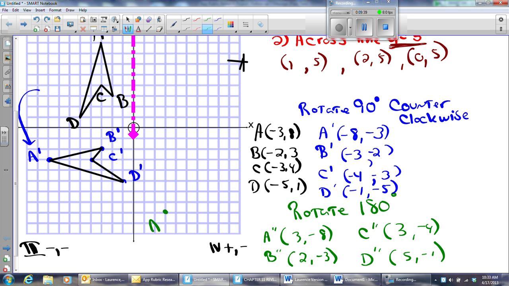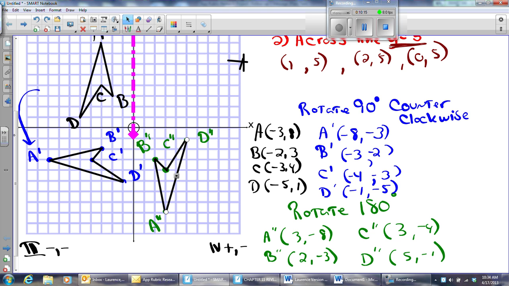So I'm going to go 1, 2, 3, 1, 2, 3, 4, 5, 6, 8. So there's A double prime. I'm doing the original shape 180 degrees. B is going to be at 2, 1, 2, 3. There's B double prime. C is going to be at 3, negative 4. There's C double prime. And then D is going to be at 1, 2, 3, 4, 5, 1 right there. D double prime. And again, I'll go A to B, B to C, C to D, and then back to A. And I get a perfect shape every single time.